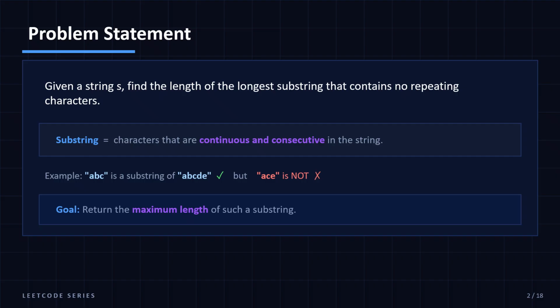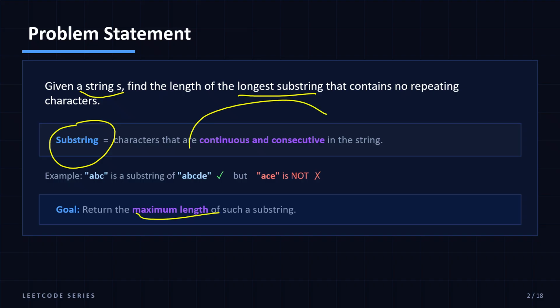Let's understand what the question is asking us. We are given a string S and we have to find the length of the longest substring that contains no repeating characters. What is important is that we should know what substring actually means. Substring means continuous sequence. We cannot skip characters. And we are not returning the substring, we are returning only its length. This is another thing that we have to keep in mind.